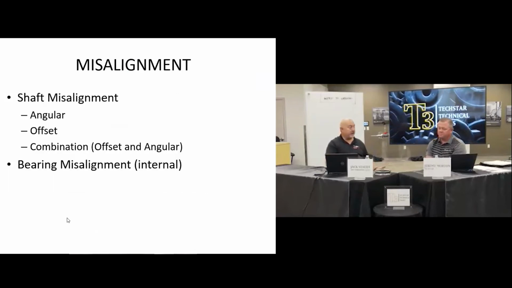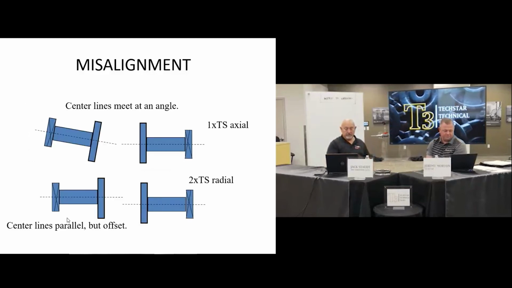So shaft misalignment, we have angular, we have offset, and we have a combination. And then we also have bearing misalignment too. Let's say we have two pillow block bearings and one's cocked, it could give us a misalignment between the two bearings. We see what we're trying to achieve when we're doing misalignment.